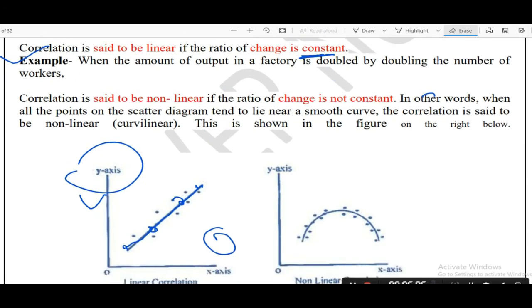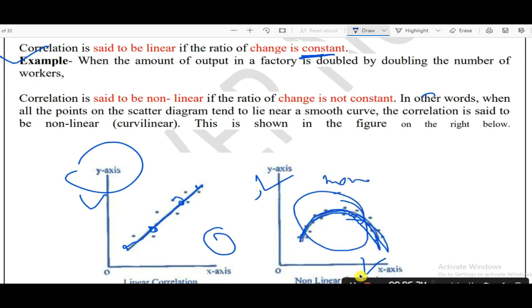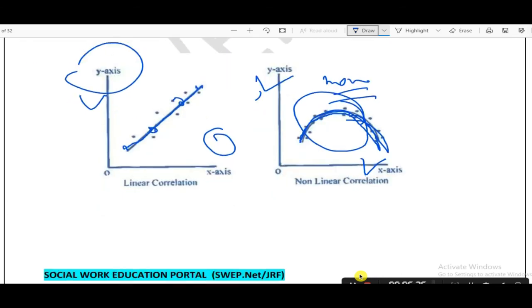You can see in this picture, it is very simple. You can easily understand through this example. On the y-axis and the x-axis, the change is not constant. It is increasing, then constant, then decreasing. So basically, this is non-linear correlation.